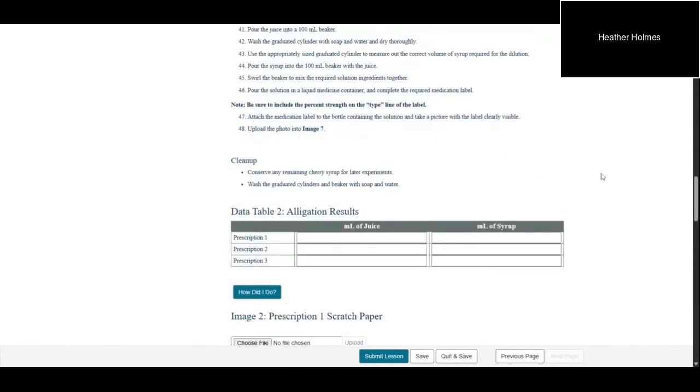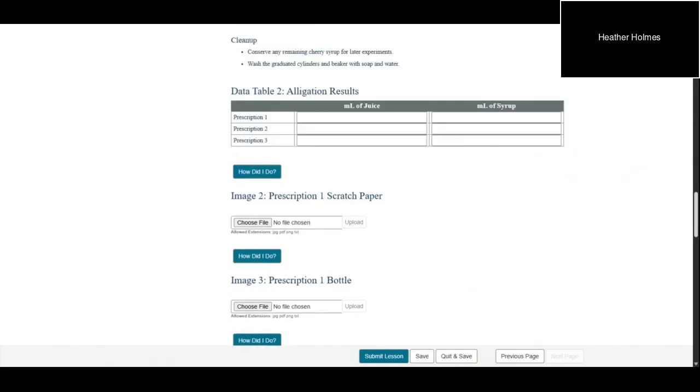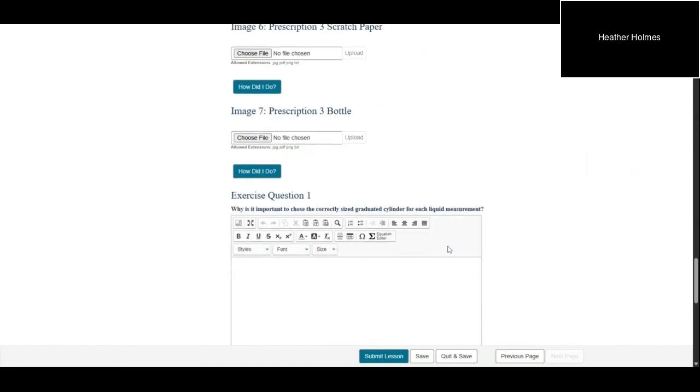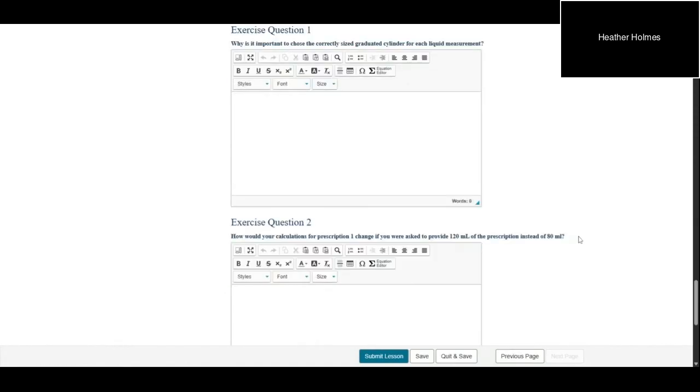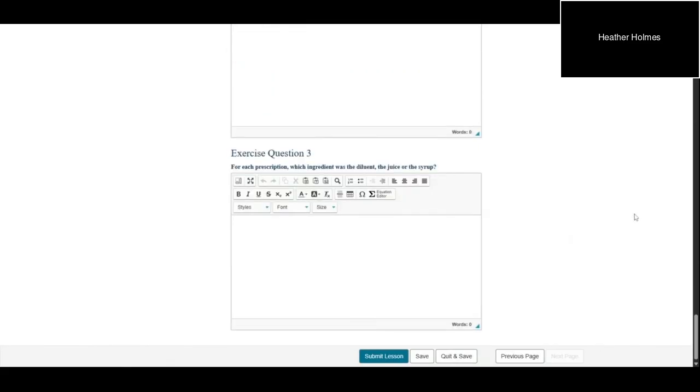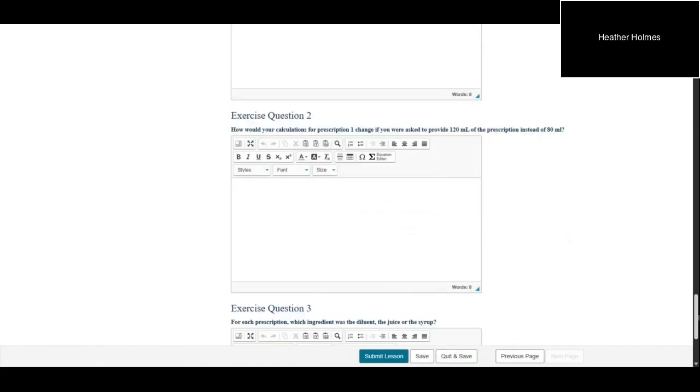And before you move on, I would make sure that you completed the data table and have all your pictures. And at the bottom, you have a couple exercise questions that you have to type in as well. And I would always save before I'd submit it, just as a safety net, to save everything before you submit it. And once again, when you submit it, it will just cancel out. That's how you know that it actually went through.